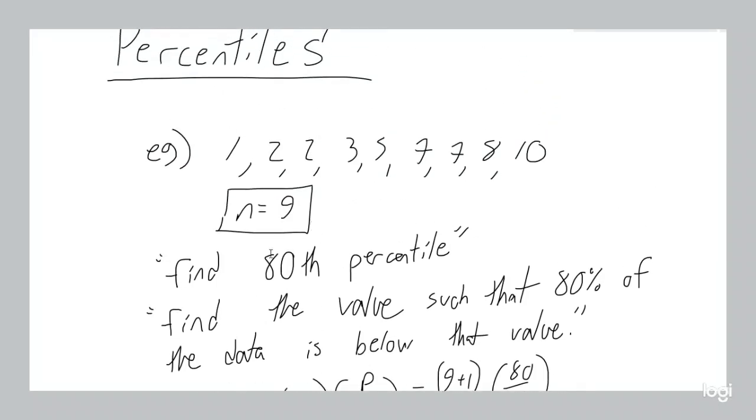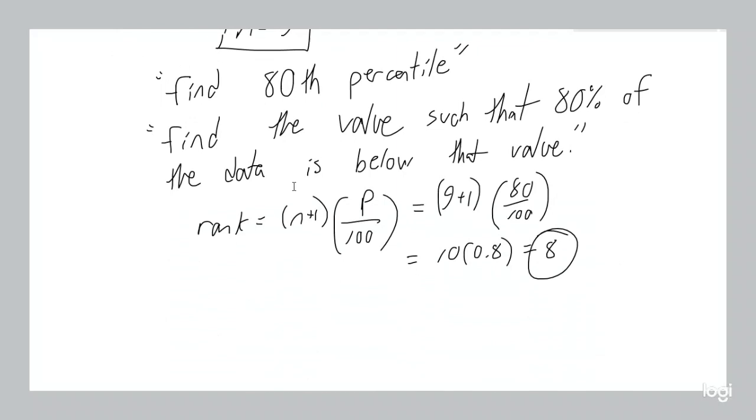So we look for the 8th data point if they're arranged from smallest to largest. 1, 2, 3, 4, 5, 6, 7, 8. And our data point happens to be equal to an 8. So 8 is our 80th percentile.